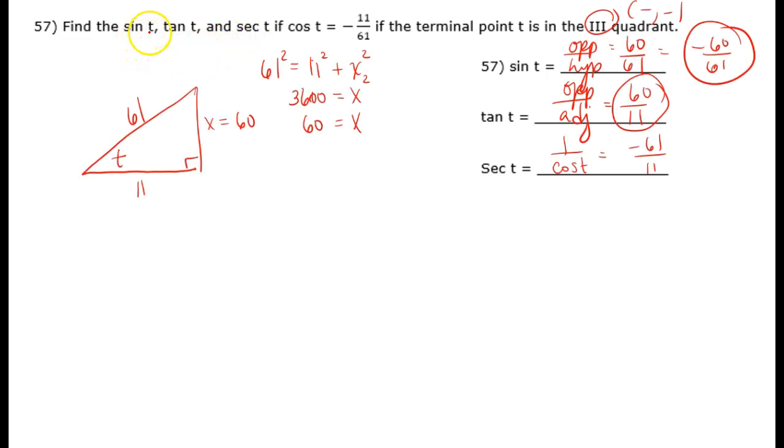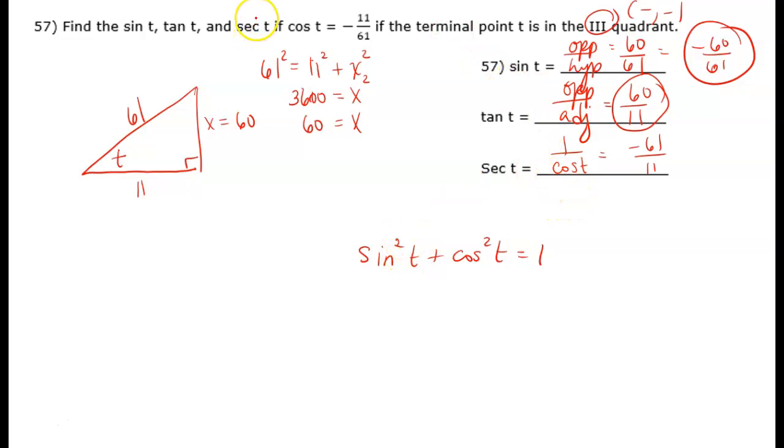Okay, so on this one, you're given the cosine value and you're asked to find sine and tangent. I set this up using a triangle. You could also set it up using sine squared t plus cosine squared t equals 1 and solving for, since you have cosine, solve for sine, and then you can finish it that way as well.